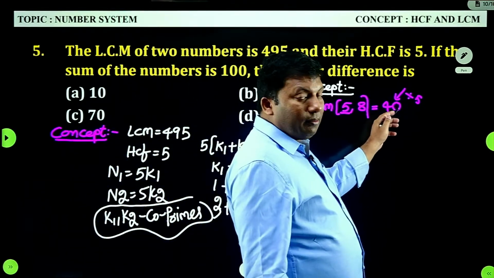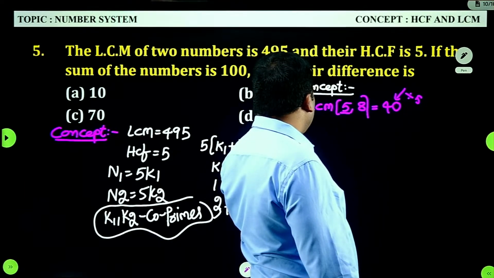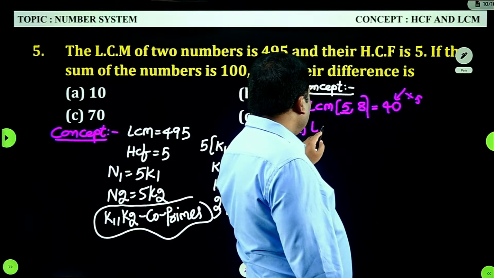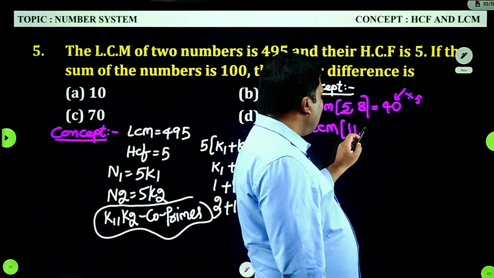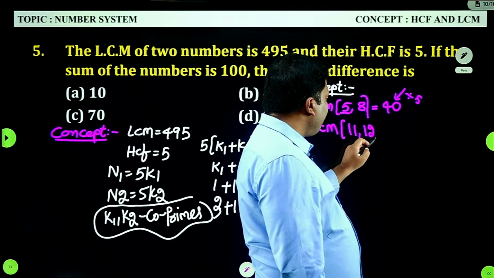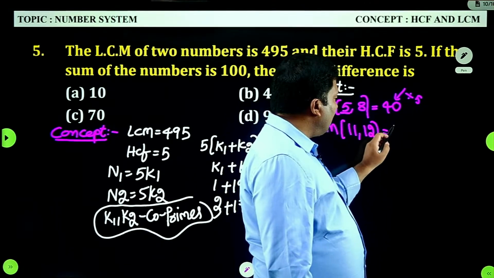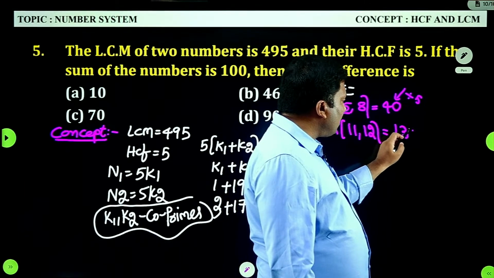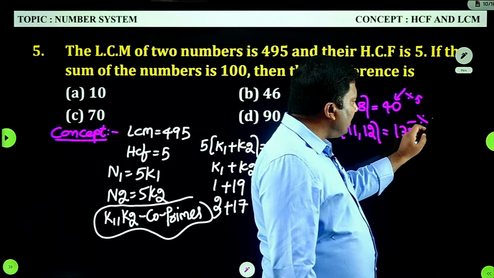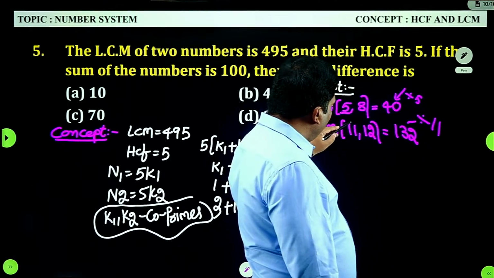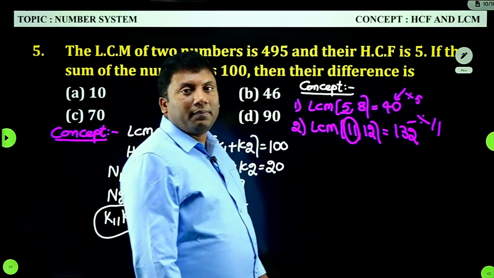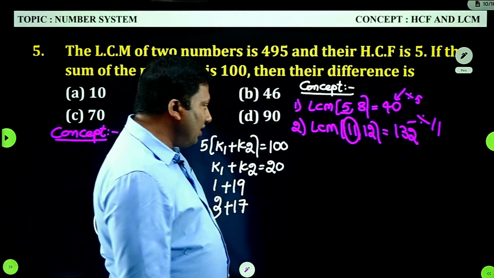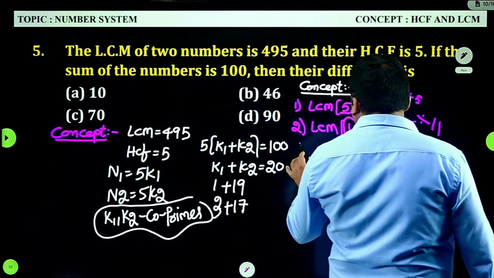Answer is divisible by 5. In the input, one number should be divisible by 5. LCM of 11 and, for example, 12. 11 and 12 are co-primes. The LCM is 132. Answer is divisible by 11, and in the input one number is divisible by 11. Not only for co-primes, sir.